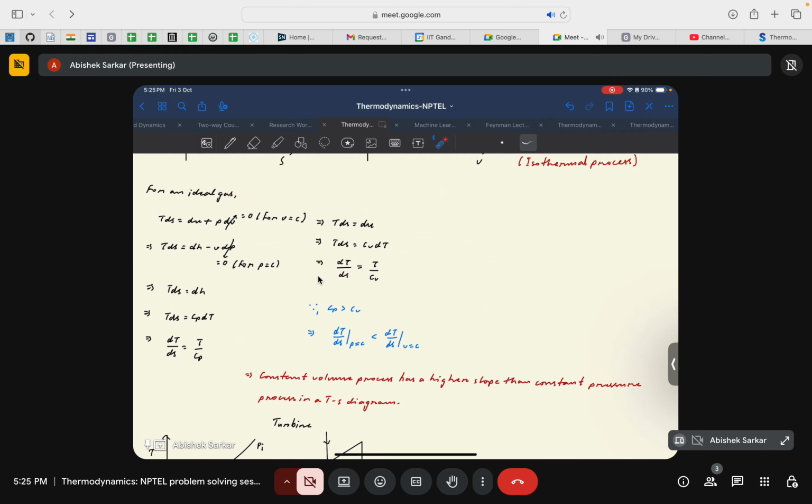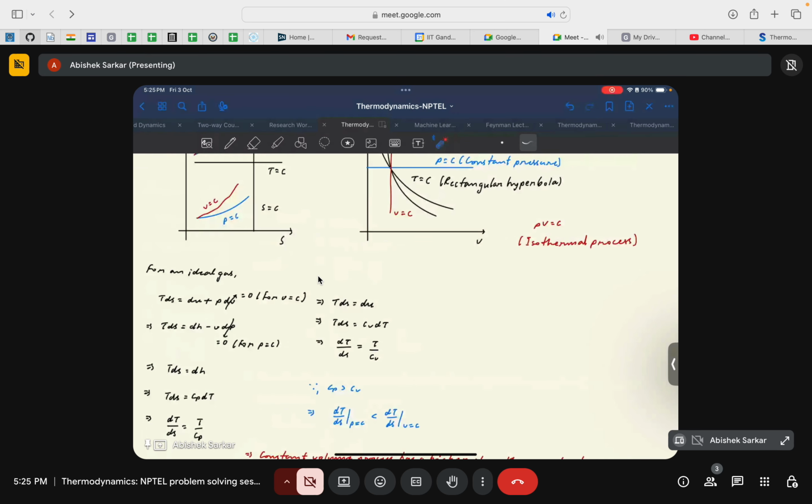Okay. For an ideal gas, from the thermodynamic property relations that we discussed in the last lecture, we can write TdS is equal to du plus PdV. How it is obtained, I will not go through again, because we have thoroughly discussed this in the last week's lectures. For a constant volume process, that is V equal to constant, the PdV part, specifically the dV part, becomes equal to 0. So you are left with TdS is equal to du.